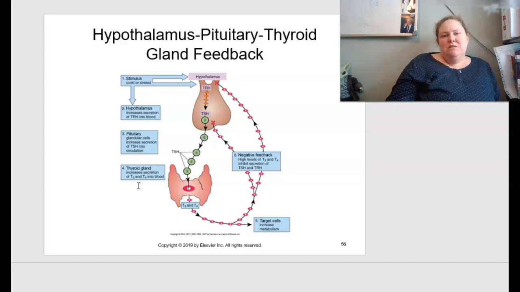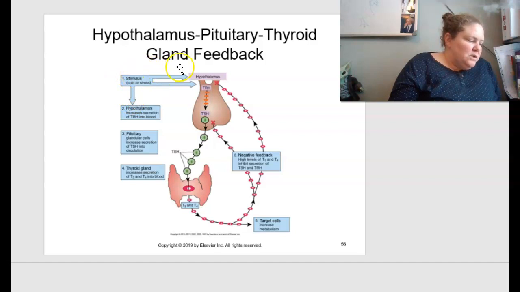So the hypothalamus-pituitary-thyroid gland feedback, and this is figure 16.3 in your book. So up here, the stimulus is going to be either cold or stress, and it's going to signal the hypothalamus, right? And then in step 2, the hypothalamus is going to have increased secretion of TRH into the blood. Then you have your pituitary gland, and its secretions are going to increase the amount of TSH that is going into circulation, as you can see here.